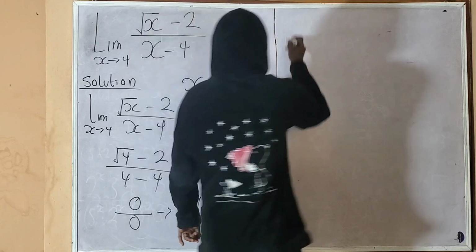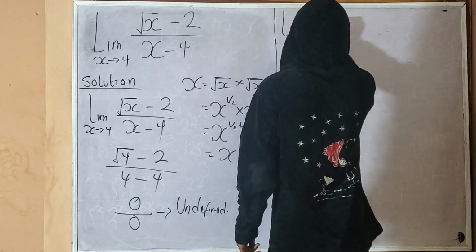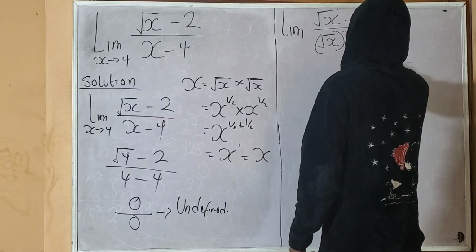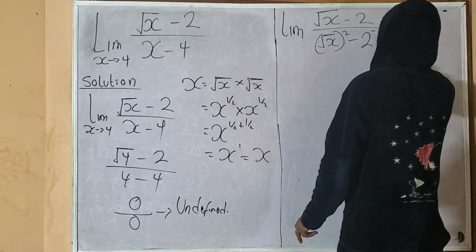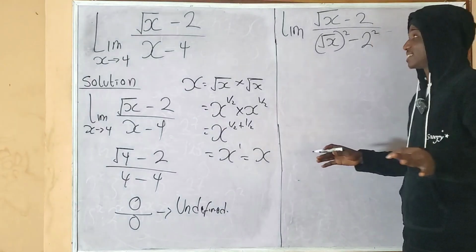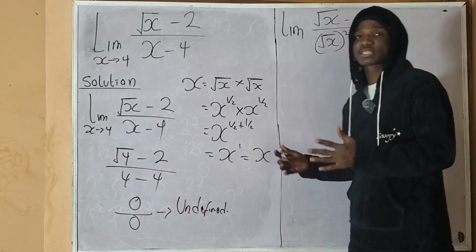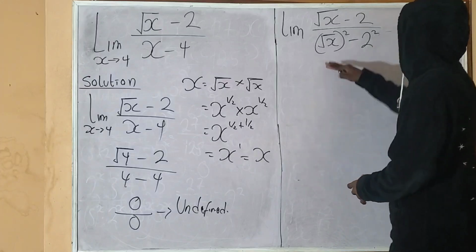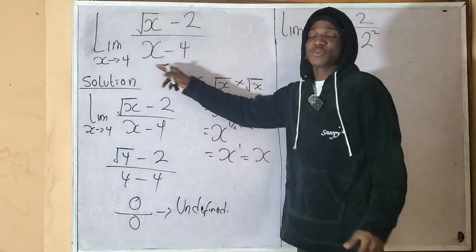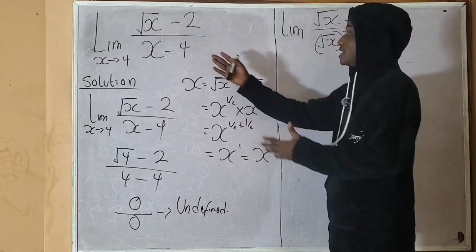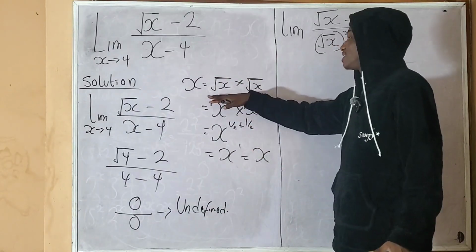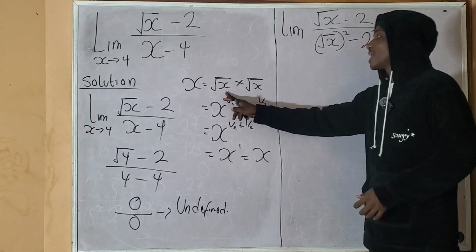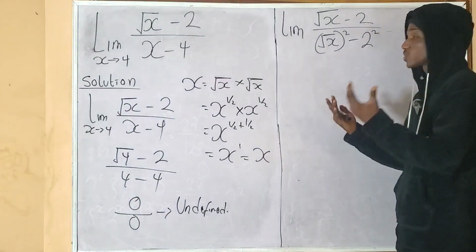So let us proceed. The limit now becomes root of x minus 2 divided by root of x raised to the power of 2. Now, 4 can be written as 2 raised to the power of 2. I've not done anything yet. When I used direct substitution, I obtained an undefined fraction, which means I have to use another method. So I checked the denominator and discovered that x can be written as the product of root of x. Replacing x as root of x times root of x, that is root of x squared, right?